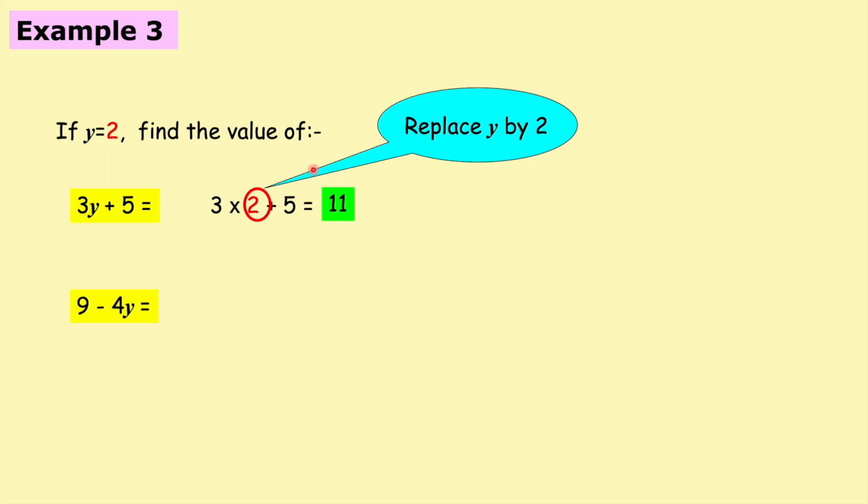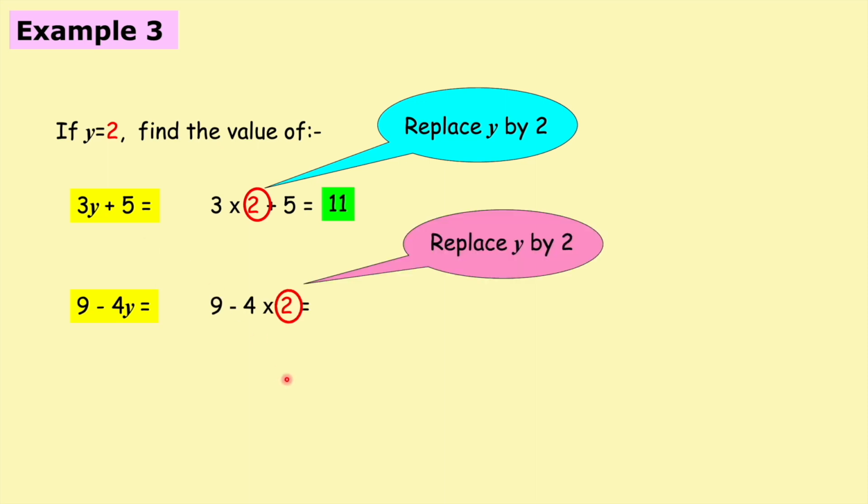Then if we have 9 subtract 4y, we're going to be replacing the y with 2 because we're told that y equals 2. So this means 9 subtract 4 times y. It would look like this, and we've replaced that y with a 2. So 9 subtract 4 times 2. We need to do this 4 times 2 first. So 4 times 2 is 8, and then 9 subtract 8 is 1.